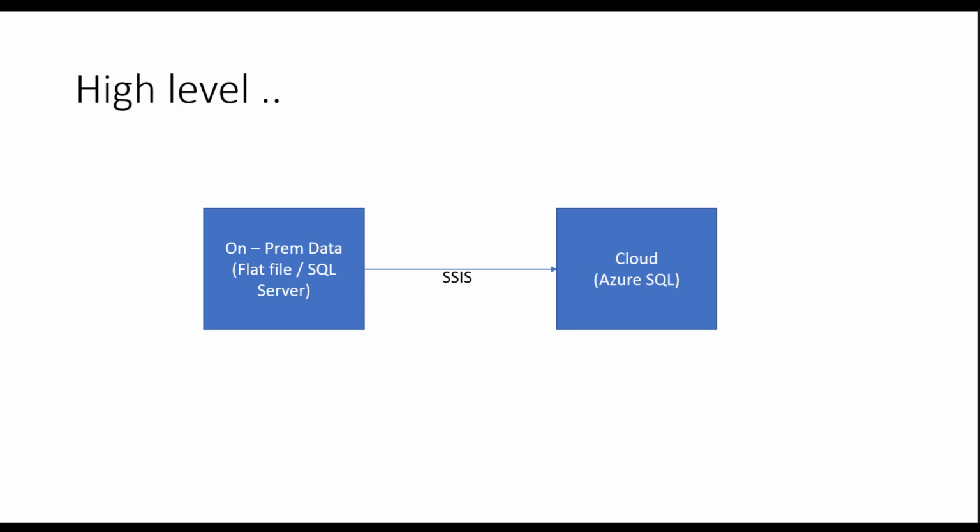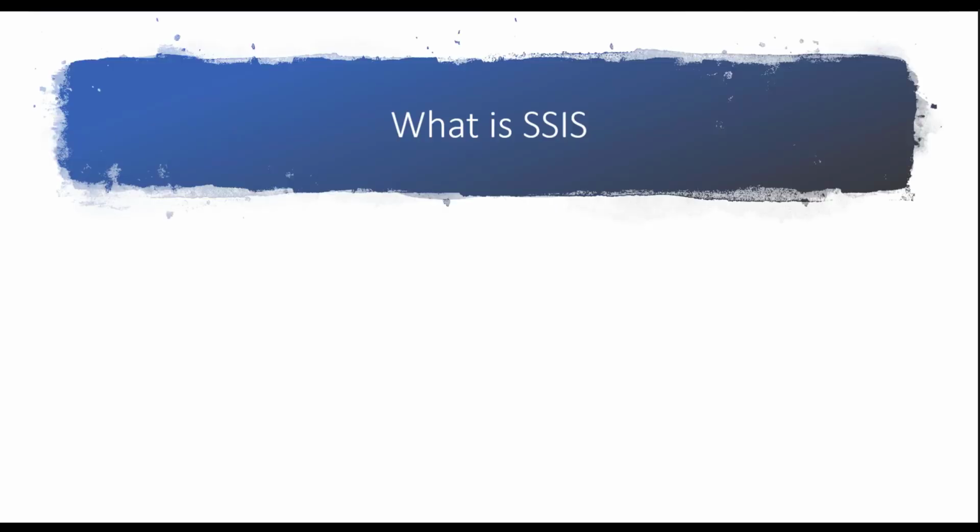So, a quick high level of what we're going to cover in this video. Suppose you have data on-prem, meaning you have some SQL Server running on premises, or you have some data in flat files, like CSV or text files, and you want to move that data to your Azure SQL, which is hosted on cloud. We'll see how we could do that using SSIS. We'll create a package, we'll create a project, and then run that project to see how the data is moved.